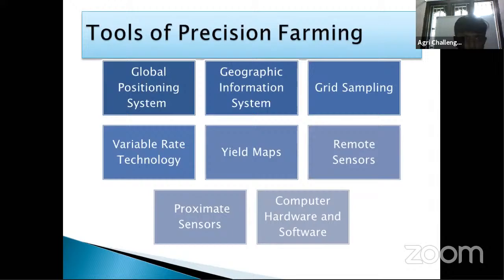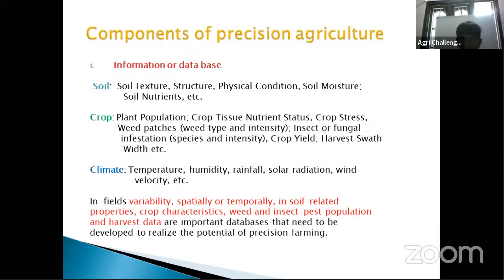Then components of precision farming. First one is, as I discussed, the first step is information, to gather the information. What type of information do we want? With that information, we want to know the soil texture, what is the variation in the soil texture of that particular area, which is sand, which is sandy loam, which is clay loam, physical condition of the soil, then soil moisture, soil porosity, soil nutrients. These all properties we have. Soil nutrient content and fertility level. This type of data we have to capture with the help of remote sensing.